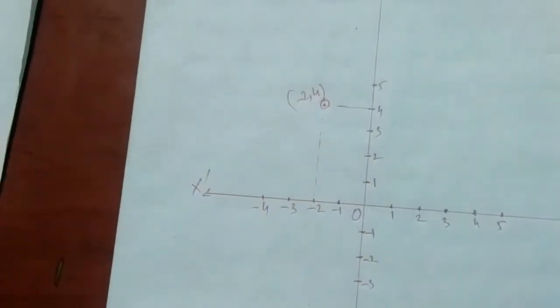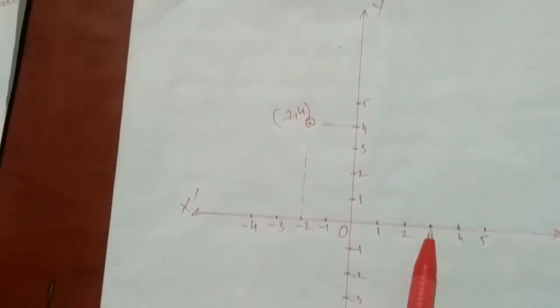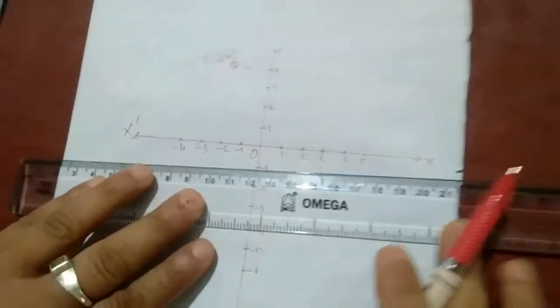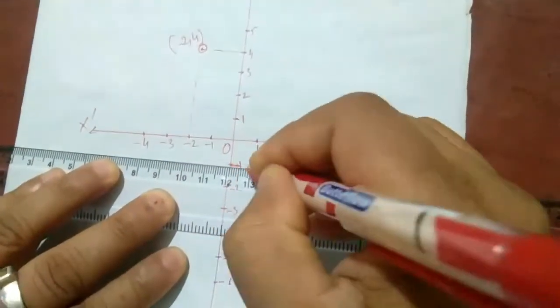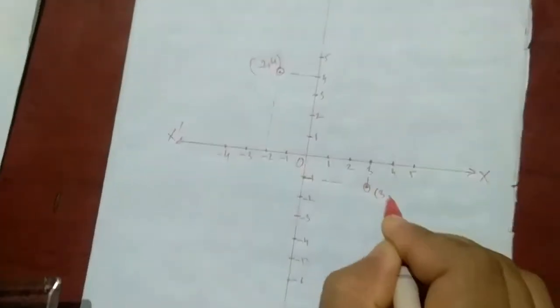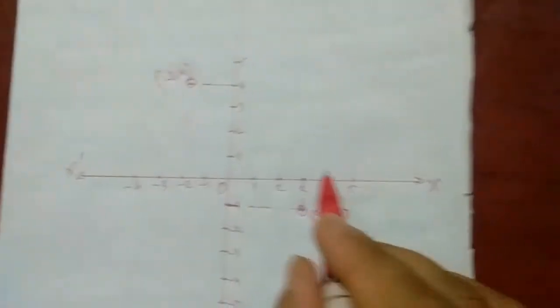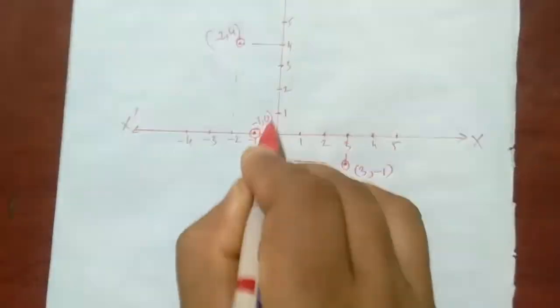Okay, your next point is (3, -1). That means the value of x is +3 and y is -1. So +3 is this one, and -1. Go straight to 3 and -1. This is your -1, the value of y. This is the point (3, -1). Okay, the next point given is (-1, 0). The value of x is -1, y is 0. So this is the point (-1, 0).